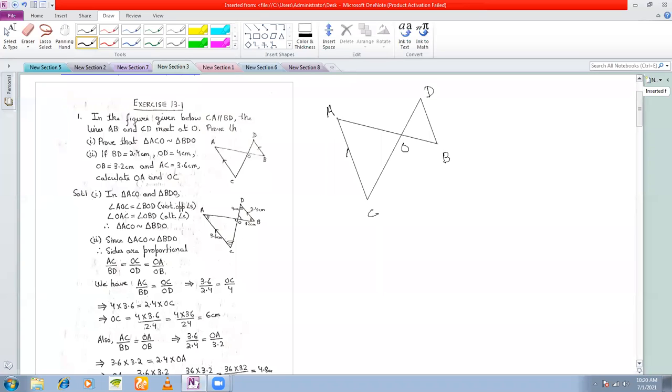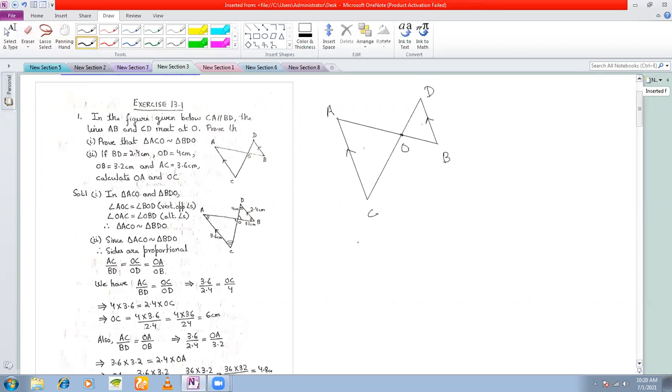CA is parallel to BD, so these two are given to be parallel. The lines AB and CD meet at O. Okay, fine. So this is O. Prove that ACO is similar to BDO. You need to prove that these two triangles are similar. So this is something that is very easy. You can do it, right? This is type 1 figure.